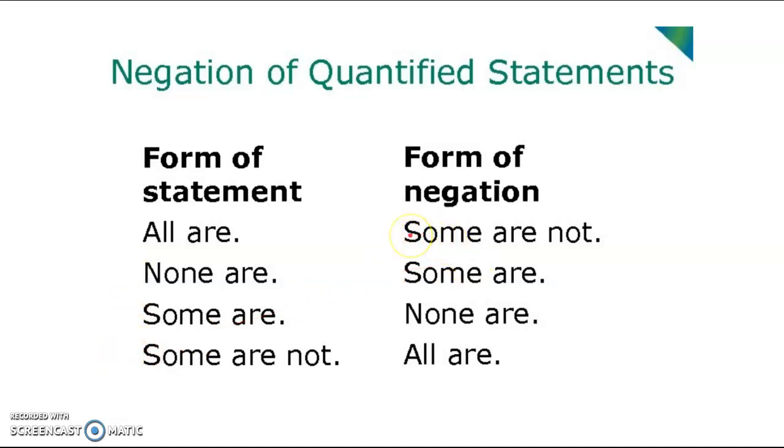So in order to negate something, you're basically proving it wrong. Now, if you want to prove that this, all are, is wrong, you don't have to prove that everything isn't. Because this person is saying, let's say, all students go to bed at 9 o'clock at night. Okay? You don't have to prove that every student doesn't go to bed at 9. All you have to do is prove that at least one does. Okay, so that's why it's some.